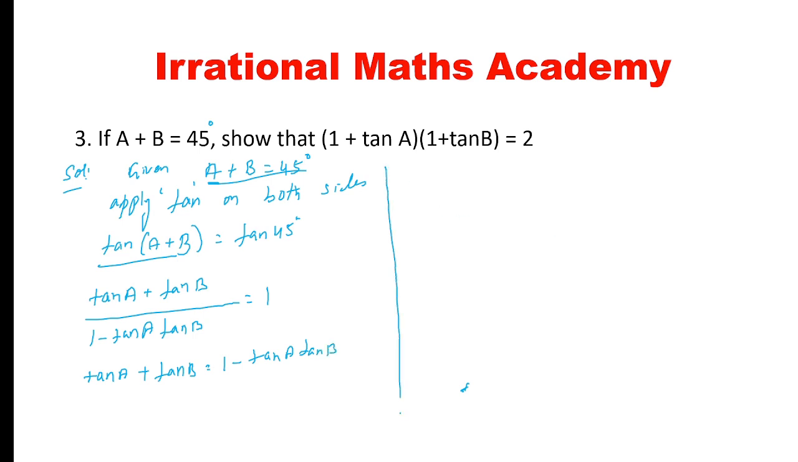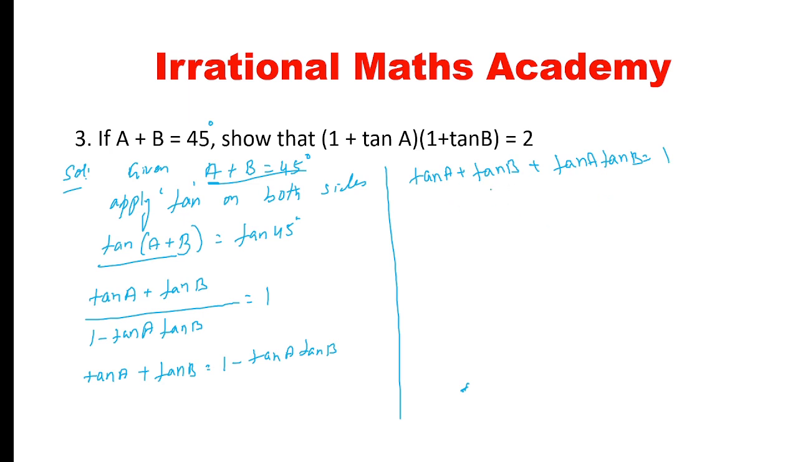Okay, let me draw this line here. Now, minus tan A tan B, if I transpose this to this side, what happens here? Tan A plus tan B plus tan A tan B equal to 1.